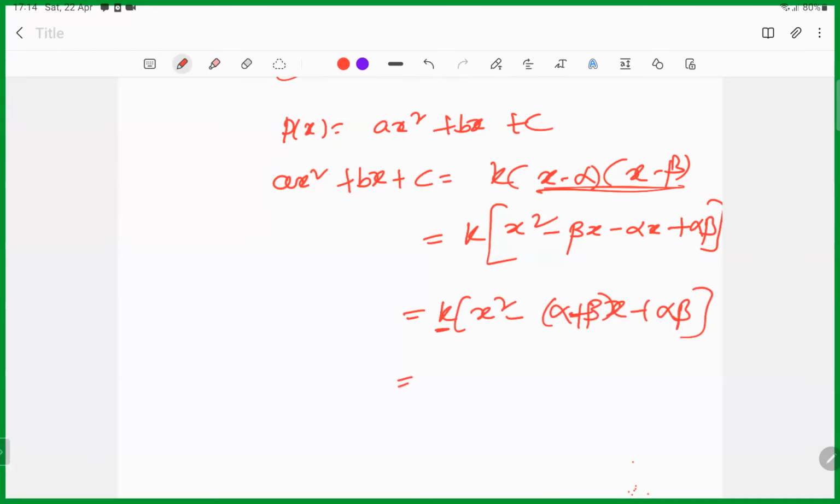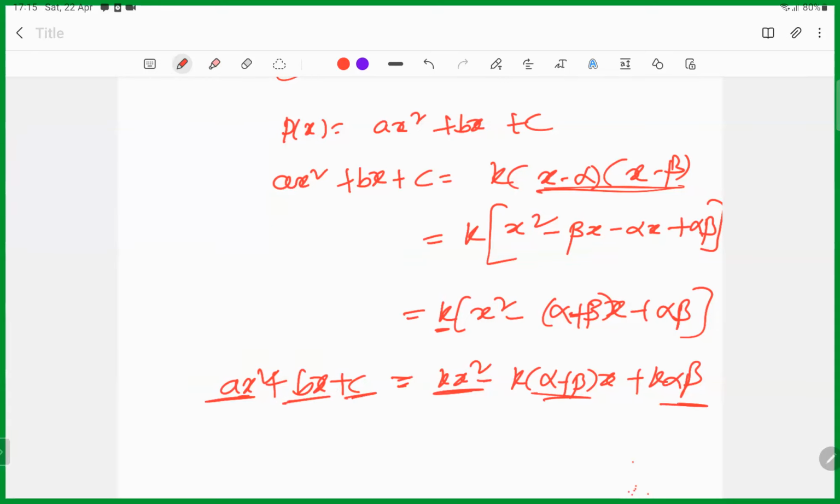So now take k inside: kx square minus k into alpha plus beta into x plus k alpha beta, equal to ax square plus bx plus c. If two polynomials are equal, their corresponding coefficients must be equal. So x square coefficient must be equal, x coefficient must be equal, constants must be equal. So a equal to k, b equal to minus k into alpha plus beta, c equal to k into alpha beta. Right?